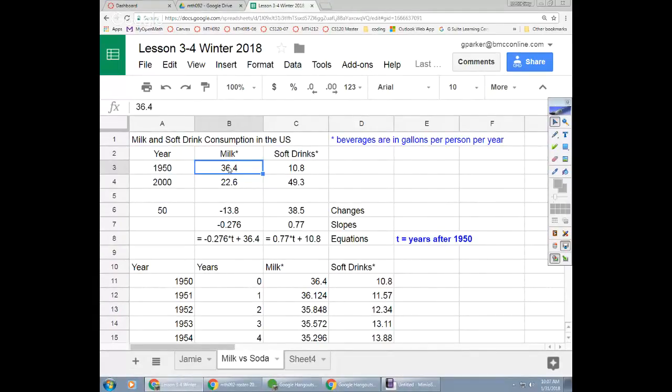If that was miles, okay, 36 miles makes sense, but what does it mean to be 36 milk? You know what I mean? So you want to be careful about that. And then anytime you throw a variable down, make a note of what it means.